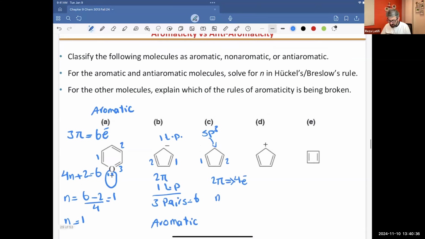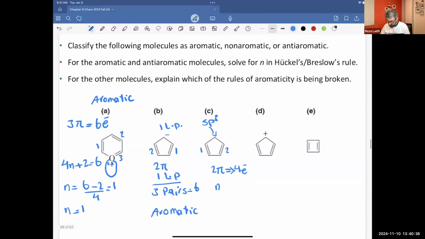Okay, this system, technically, let's see, we have sp3 there, because it doesn't have an empty p orbital, so I'm going to call it non. Okay, non-aromatic. Not anti. Be careful. Okay, this is non-aromatic, not anti.